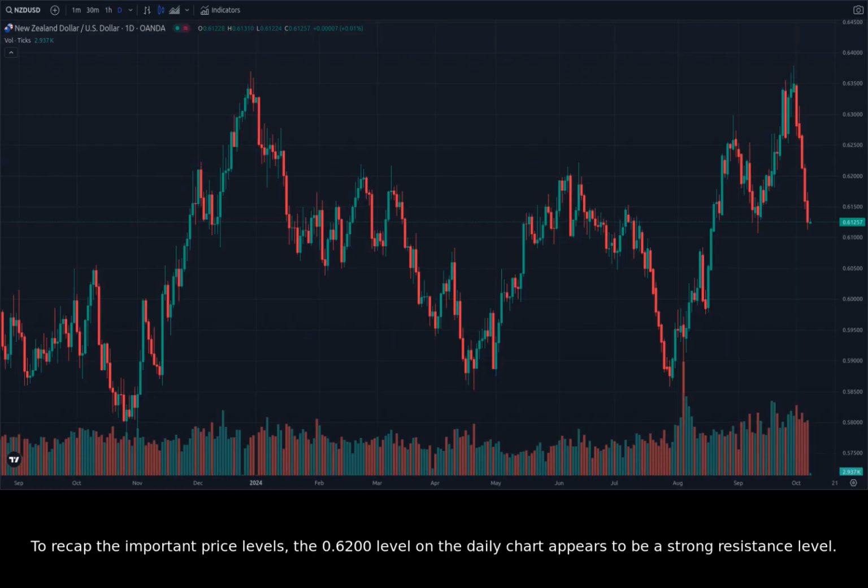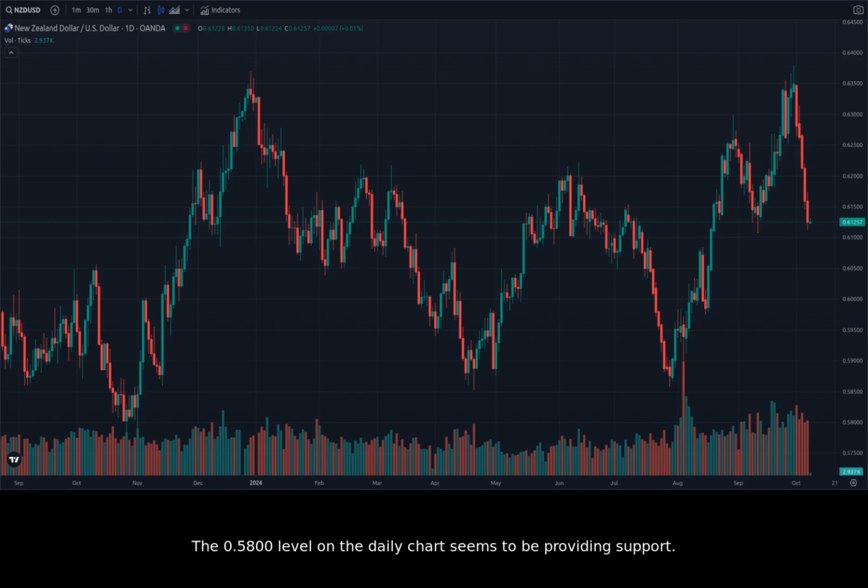To recap the important price levels, the 0.6200 level on the daily chart appears to be a strong resistance level. The 0.5800 level on the daily chart seems to be providing support. On the 1-hour chart, the 0.6000 level is acting as support, while the 0.6150 level is acting as resistance.